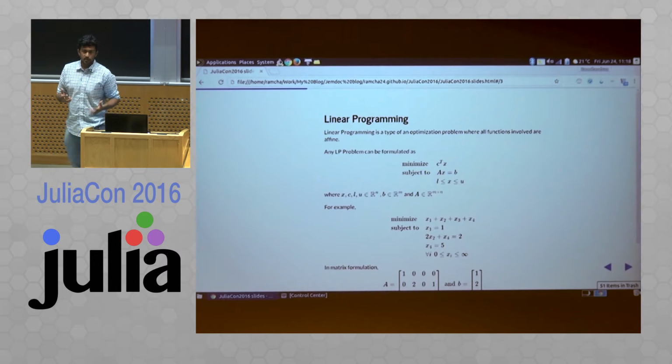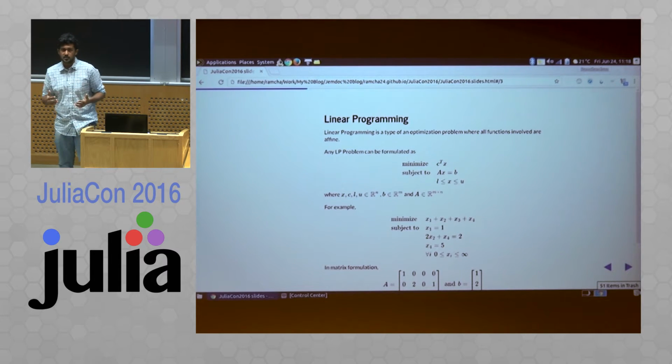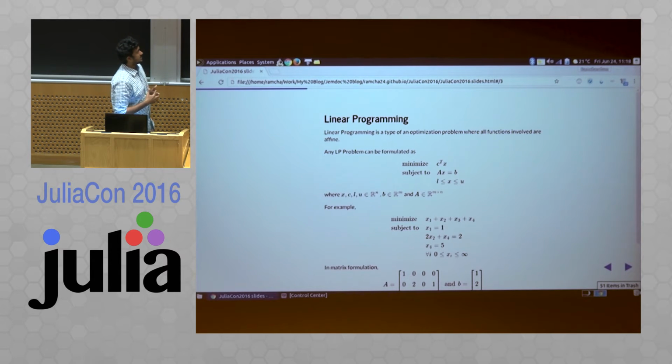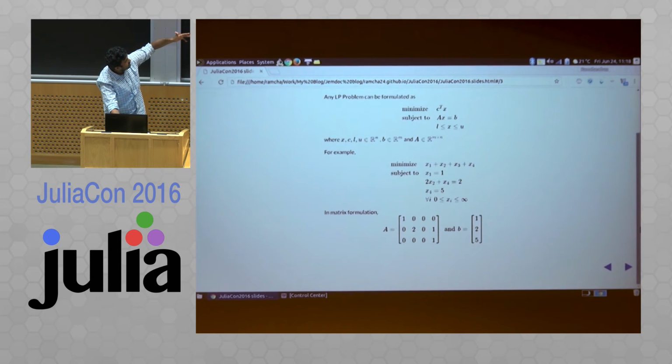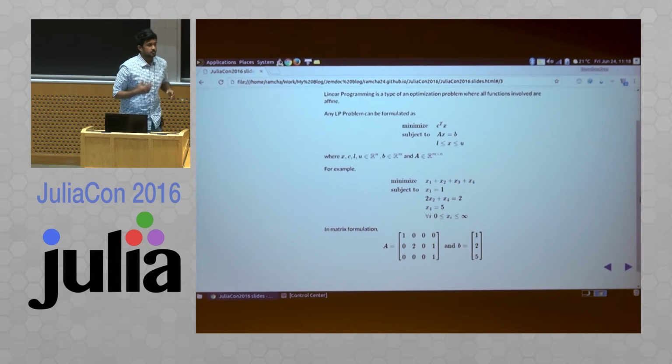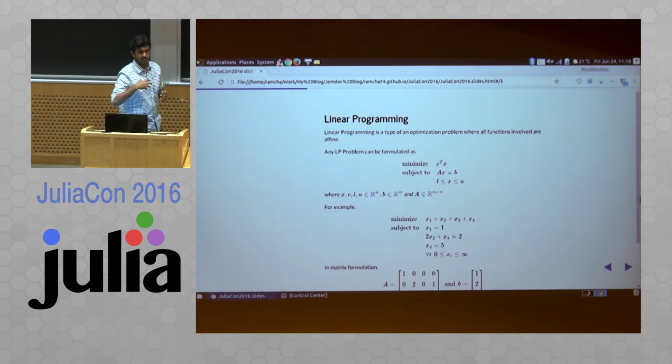Linear programming. Most of us would have come across linear programming, probably even in school. Linear programming is an optimization problem where the functions are affine, that is to say it depends linearly on the variable plus a constant. I've given a sample linear programming problem over here. For those of you who are mathematically oriented, you can even see the matrix formulation. If I feed this problem to a modeling language like Convex.jl or JuMP, the solver is usually going to just take it immediately and apply the algorithm that it always has.